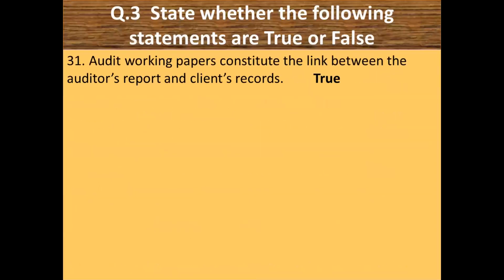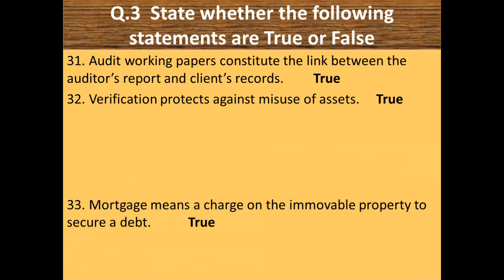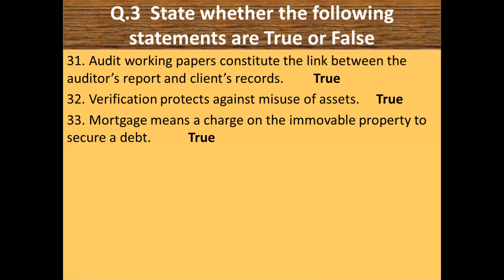Next, 31 number, audit working papers constitute the link between the auditor's report and client's records. This is a true one. Then the verification protects against misuse of assets. This is also true one because in verification itself, we are physically verifying the assets. We are checking the physical existence of that assets, also the value of the assets. So this verification is going to protect the misuse of assets of organization. So that's why this one is the true statement.